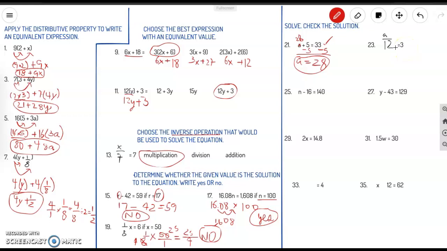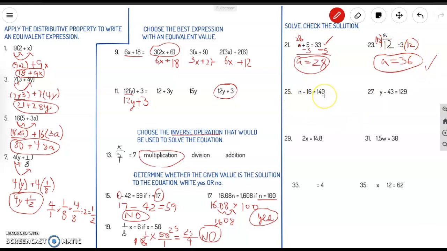Inverse operation of divide is multiply. Good. So remember the parentheses is just a way of saying multiplication. So multiply both sides by 12. Now the 12 will cancel out here. So a equals 3 times 12, which is 36. Good. And then to check our answer, well, 36 divided by 12 is 3. So yes, that's correct.